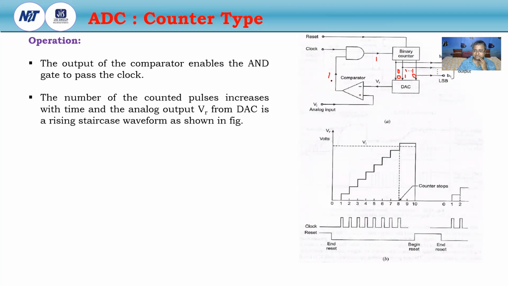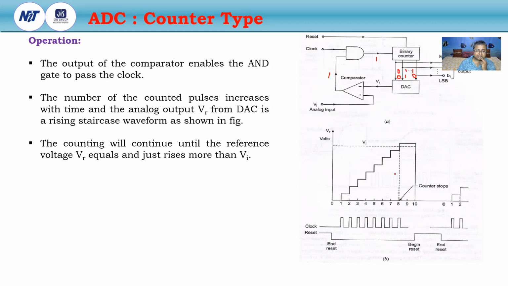So if this is logic 0 and logic 1, then it will be counted. Okay. So the output of the comparator and DAC is a rising staircase waveform as shown in the figure. The counting will continue until the reference voltage VR equals and just rises more than Vi.